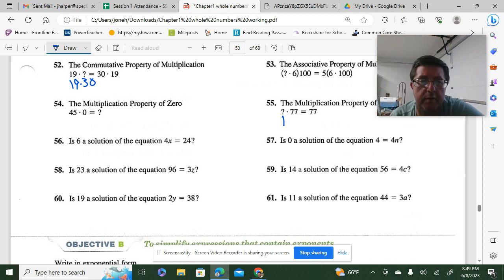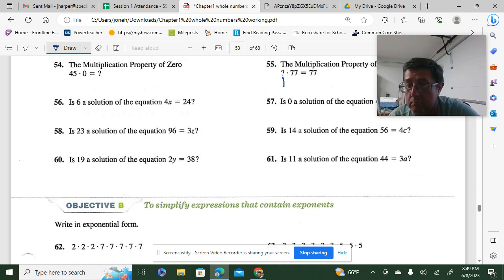Now 56 is an easy one. Is 6 a solution of the equation 4x equals 24? Well, you just put 6 in for the x. And they're right next to each other, the 4 and the x, so that means multiply. So is 4 times 6 24? I'm not going to do the math, but I'm pretty sure it is. But use your calculators, do the math, and figure it out.